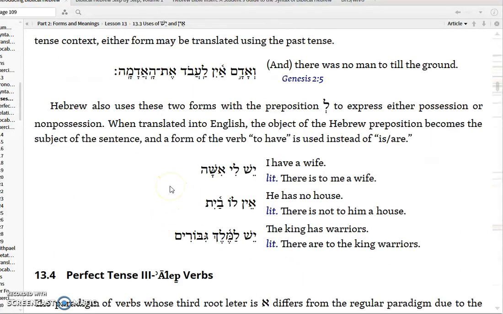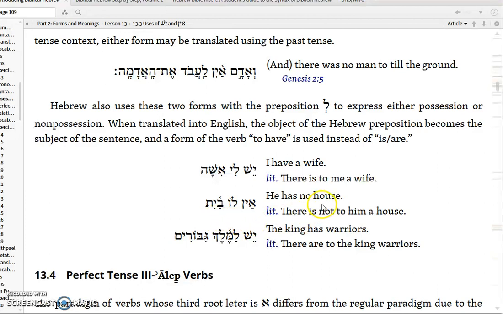Hebrew also uses these forms with preposition la to express possession. So if you say yesh li isha, that means there is to me a wife. I have a wife. You don't generally use a separate word, a verb, have, but you'll use this formulation. There exists to me a wife. I have a wife. Or ein lo bayit. There is not to him a house.